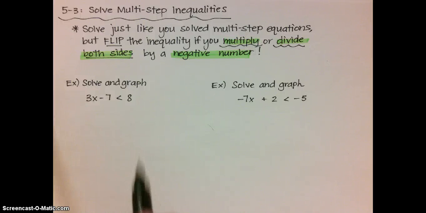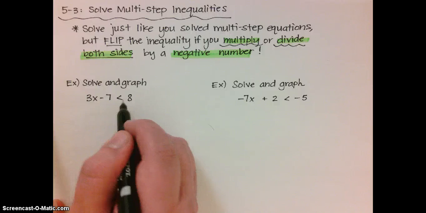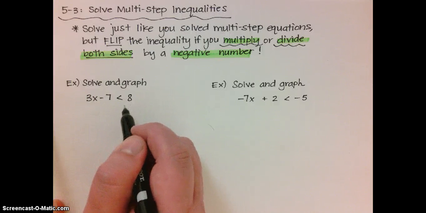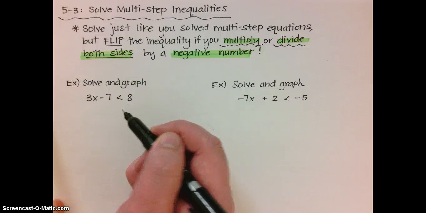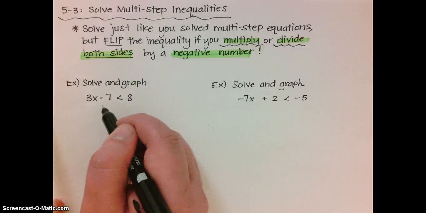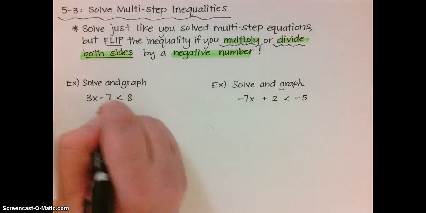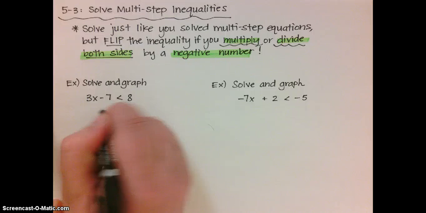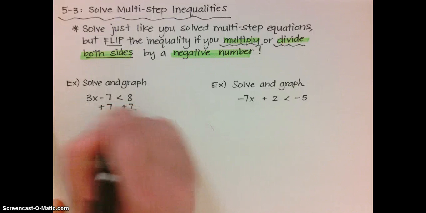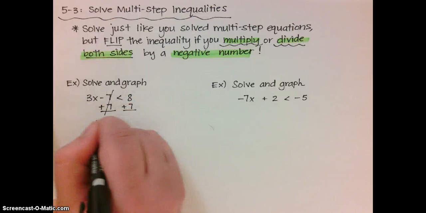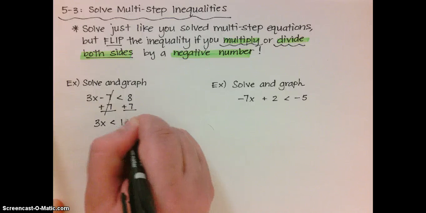So let's practice with a very simple one. We have 3x minus 7 is less than 8. So we're going to solve it the same thought process that we used when we had an equation, by first getting rid of the lonely number away from the variable. So since it's subtracting 7, instead I'm going to add 7 on both sides. And now I'm left with 3x is less than 8 plus 7 is 15.